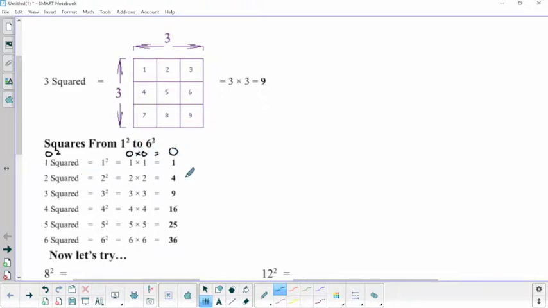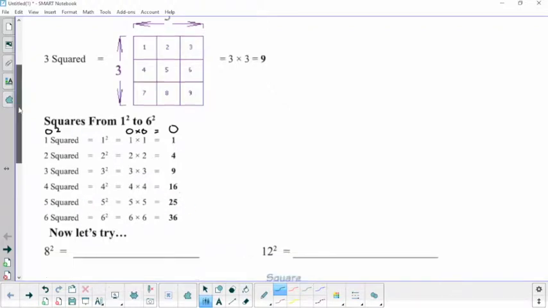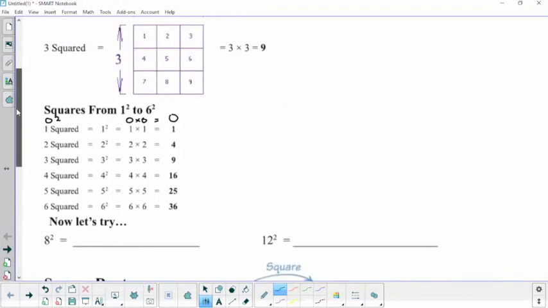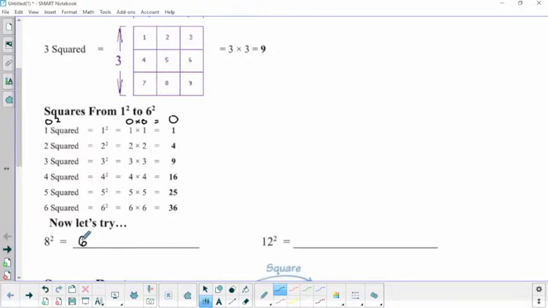2 squared is 4, 3 squared is 9, 4 times 4 is 16, 5 times 5 is 25, 6 times 6 is 36. So 8 squared, 8, hold on a second. 8 squared is 8 times 8, which is 64. And 12 squared, 12 times 12.